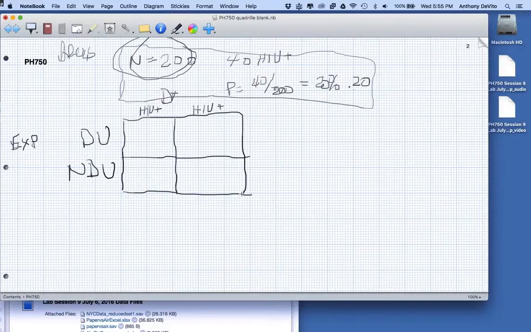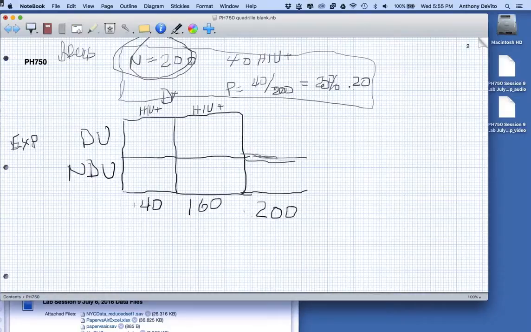Okay, so let's take a look at this. Now, my expectation, before I even do this: I have 200 people here total. Of those 200 people, how many of them are HIV positive? Well, I said 40 were. And how many of them were HIV negative? That leaves 160. So this really is my prevalence down here.